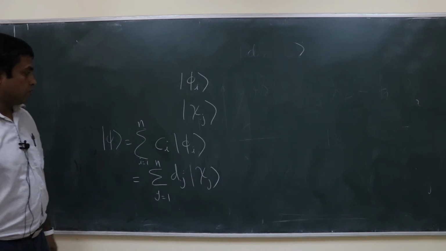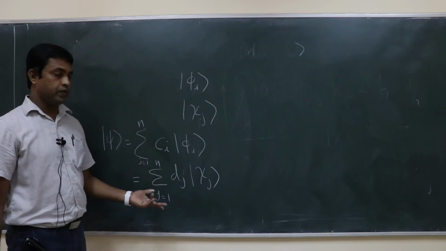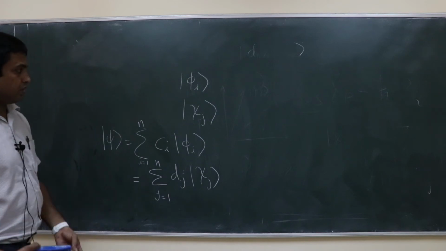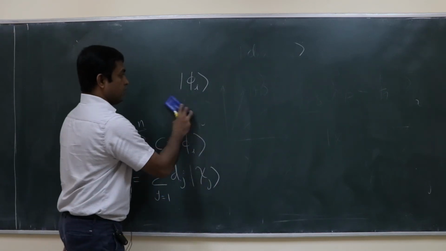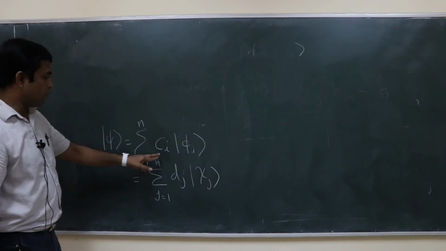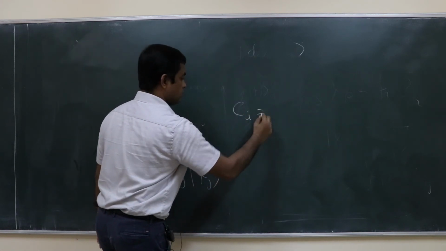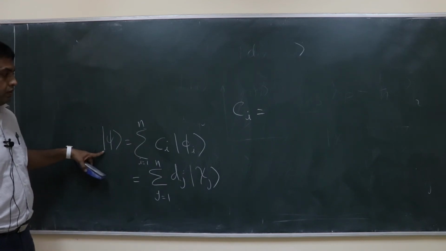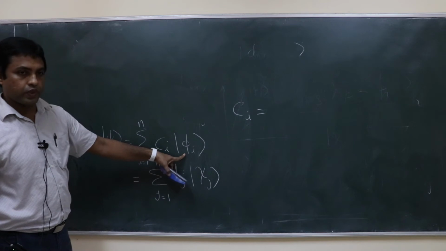So my earlier question was, if each individual c_i and d_j are the same, does that mean that ket phi and ket chi are the same? That is the question. Any vector you can write in terms of the basis vectors. Now how do I find out these coefficients? I want to find out what c_i is equal to from this expression, where ket phi are the orthonormal basis vectors.